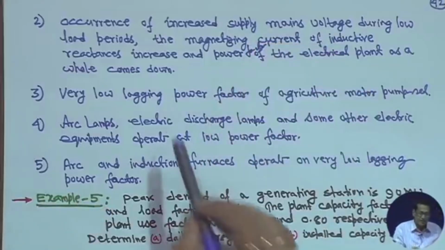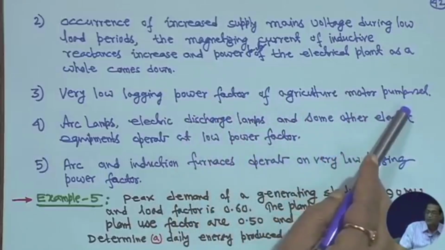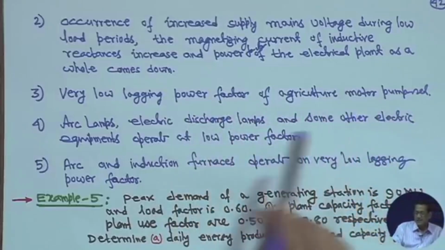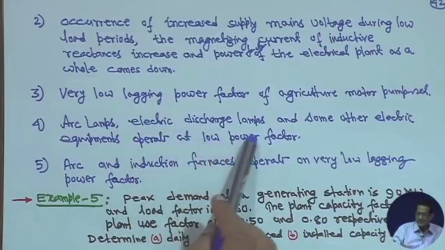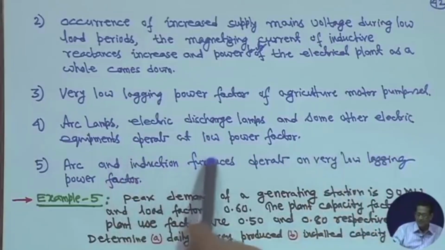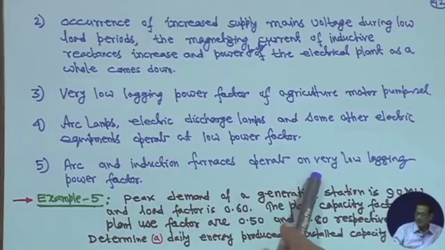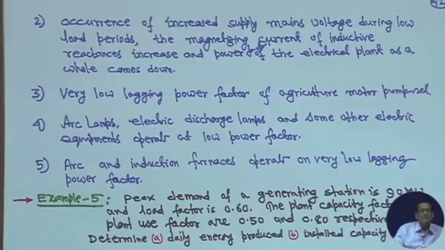The third one is very low lagging power factor of agricultural motor pump sets. Agricultural motor pump sets operate at very poor power factor, and because of that you will also sometimes find frequent burning of the windings, faults will be there, right. Then arc lamps, electric discharge lamps and some other electric equipment operate at very low power factor, right. Arc and induction furnaces operate at very low lagging power factor. So these are some of the equipment that operate at very low lagging power factor, right.